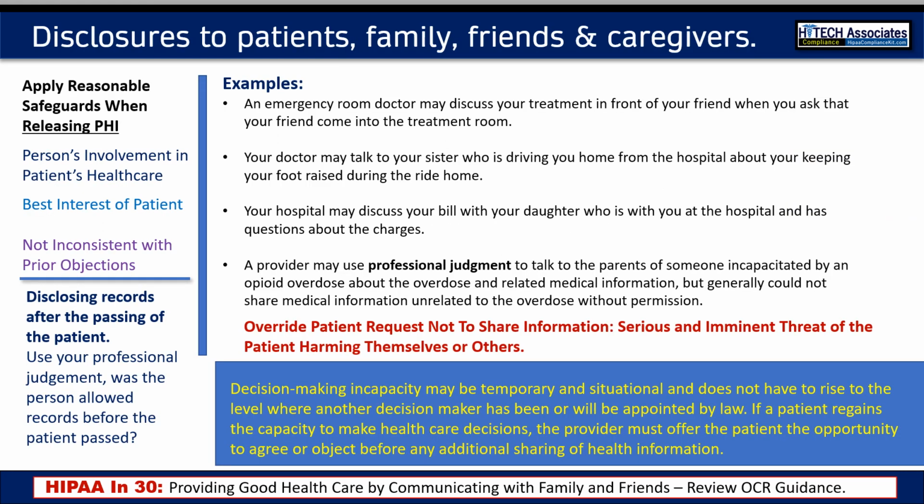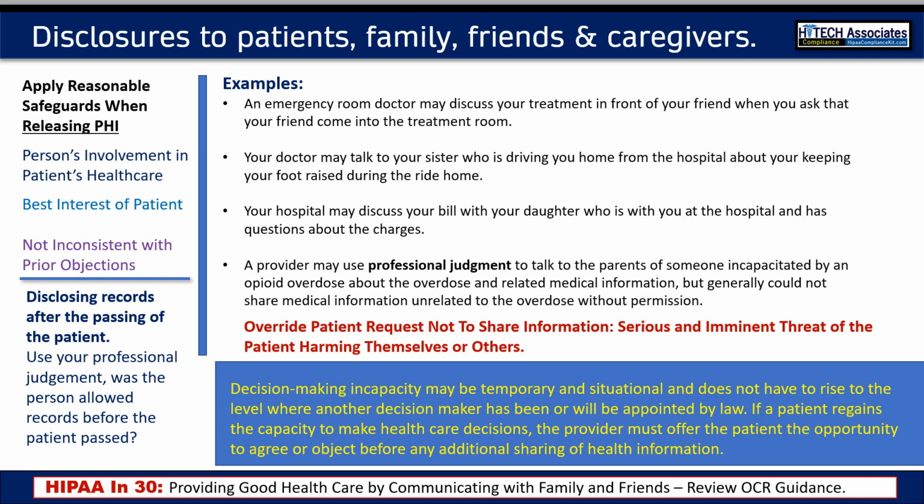Some examples would be when your doctor may talk to your sister who is driving you home from the hospital about keeping your foot raised during the ride home. Your hospital may discuss charges with your daughter who's also at the hospital with you and has questions about what's being billed. Use your professional judgment and apply reasonable safeguards. What is that person's involvement in the patient's health care? Is this disclosure in the best interest of the patient and not inconsistent with other prior objections that the patient may have made?